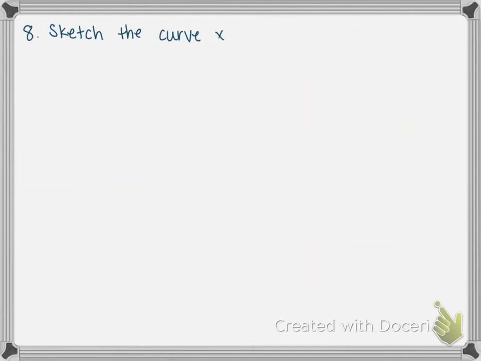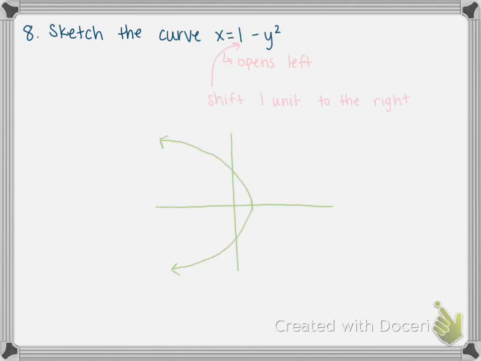All right, our last example is number 8, and it says sketch the curve x equals 1 minus y squared. We know this is going to open to the left, and it is going to be shifted 1 unit to the right. So it's a parabola, only one of the terms is squared, and it opens to the left, shifted to the right, and that's all you have.